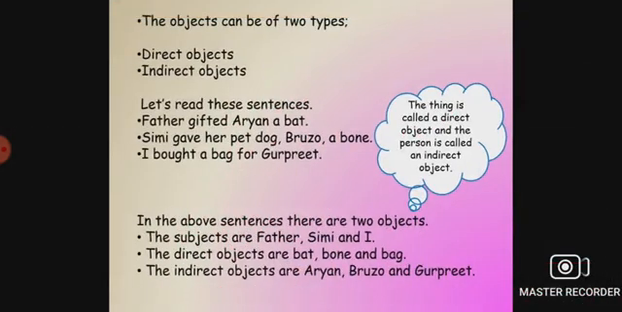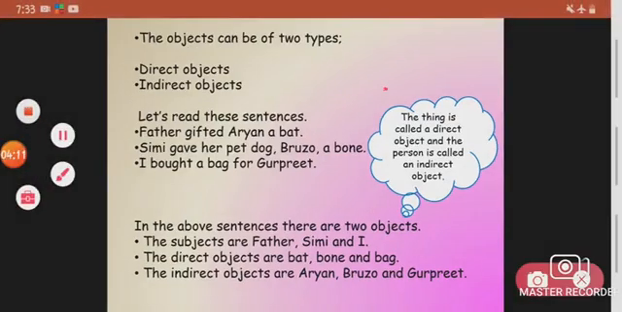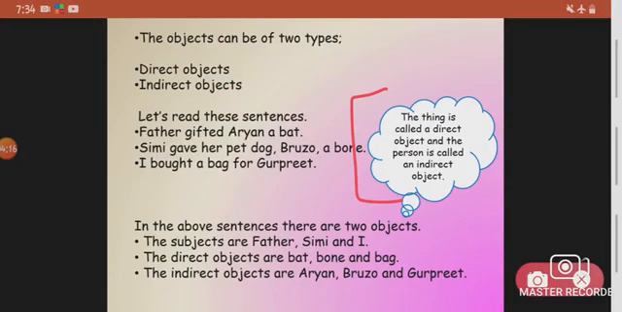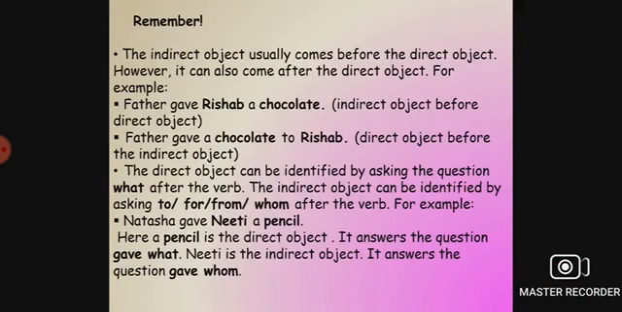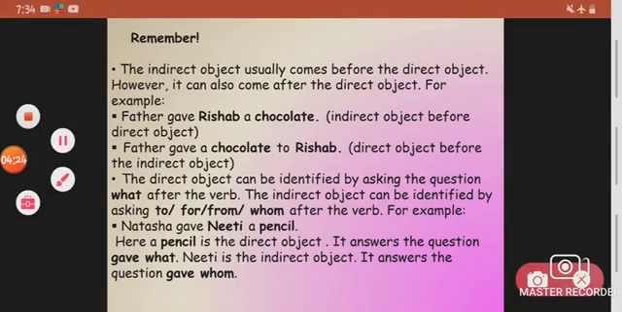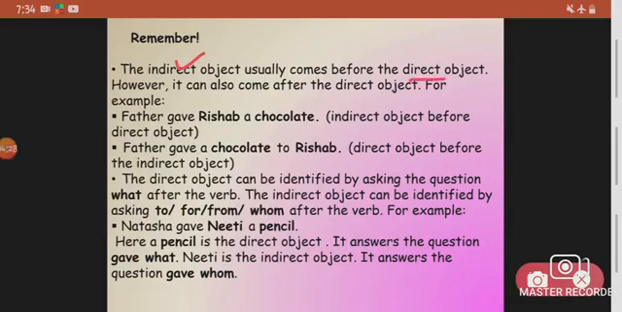Now, how to identify them? Apart from this, how to identify the direct and indirect object. There are some points to remember. Let's go through them. The indirect object usually comes before the direct object, right? So indirect comes first. After that comes the direct. However, it can also come after the direct. It can be the other way around as well. But this is common, the first one. The indirect comes first and then it's followed by a direct one.